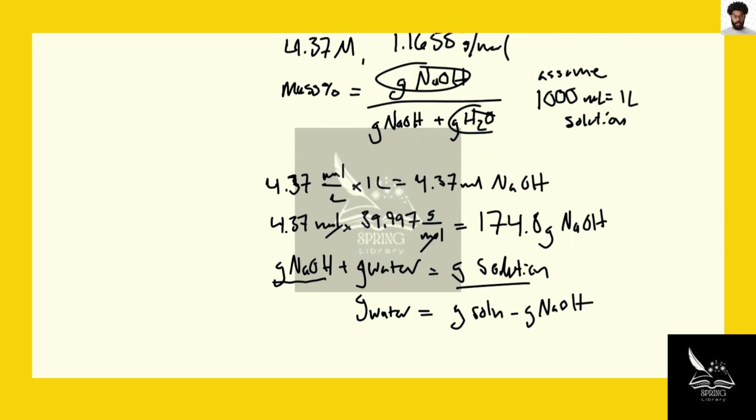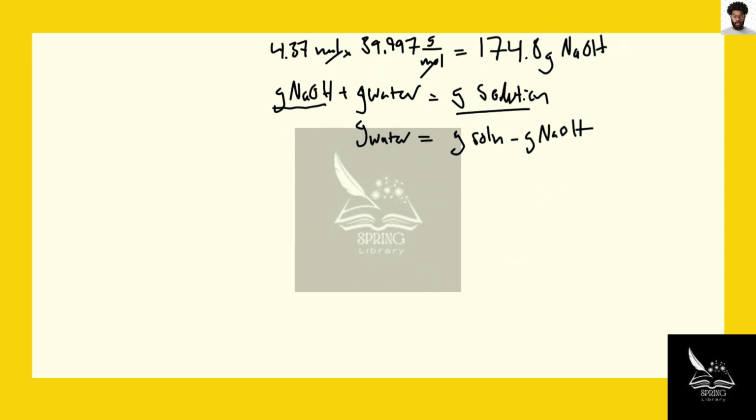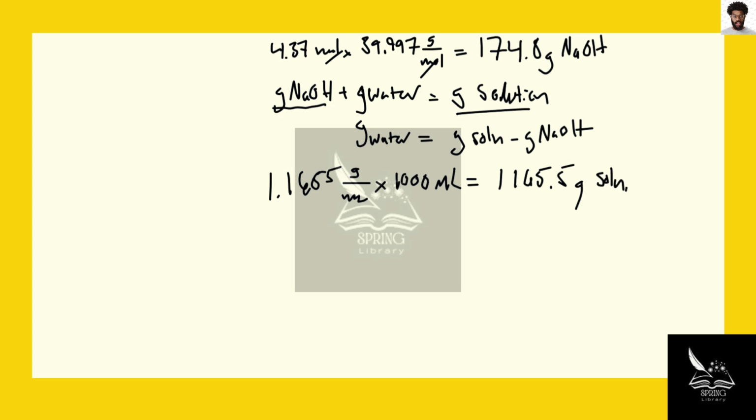So grams of solution, that's just the density of our solution times our volume, 1,000 milliliters. Right, so that's 1.1655 grams per mL times our 1,000 milliliters. It's going to give us 1,165.5 grams of solution. Okay.